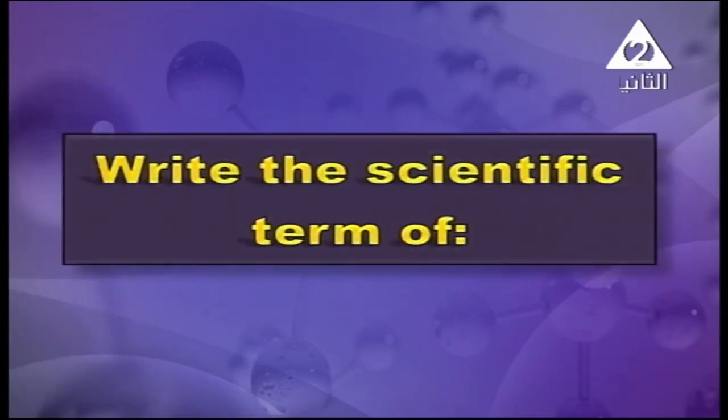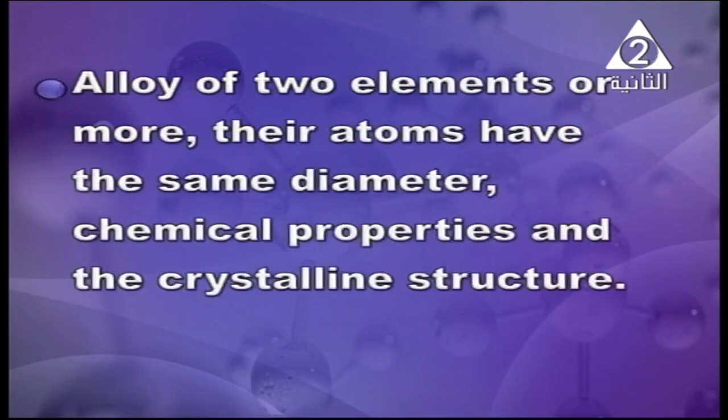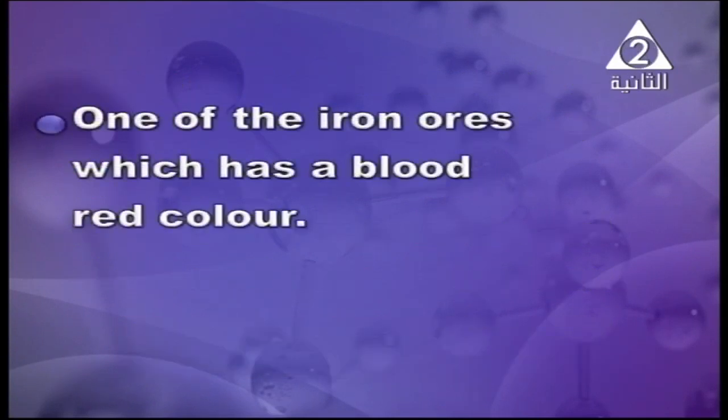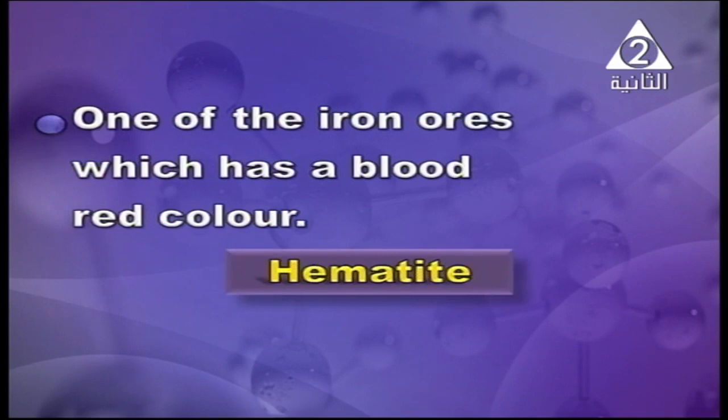Next type of questions. Write the scientific term for an alloy of two elements or more whose atoms have the same diameter, chemical properties, and crystalline structure. Yes, the answer will be substitutional alloy. One of the iron ores which has a blood red color. If you think about it, yes, it will be hematite.